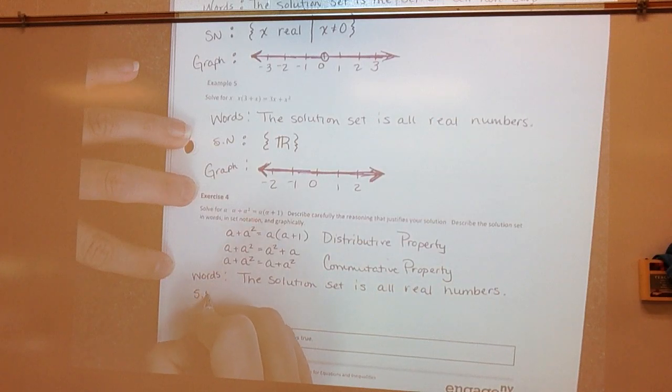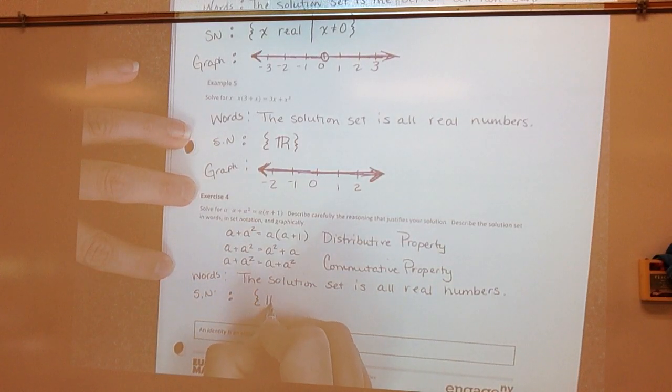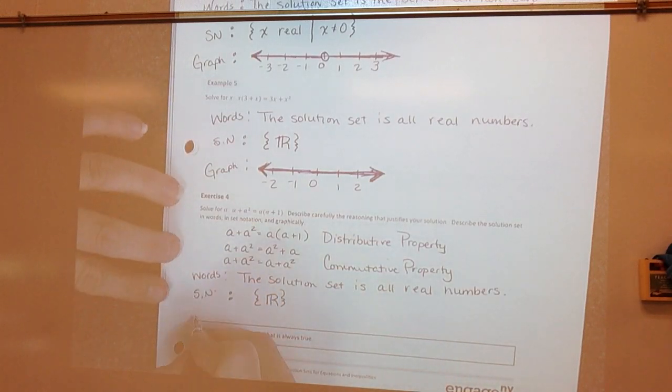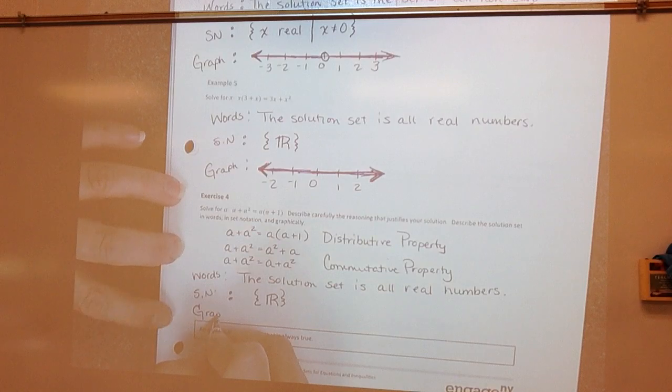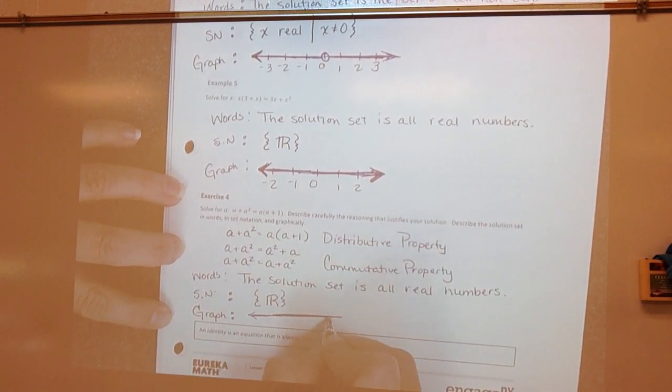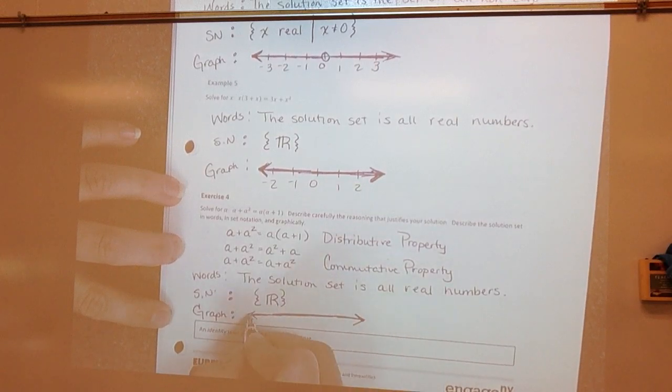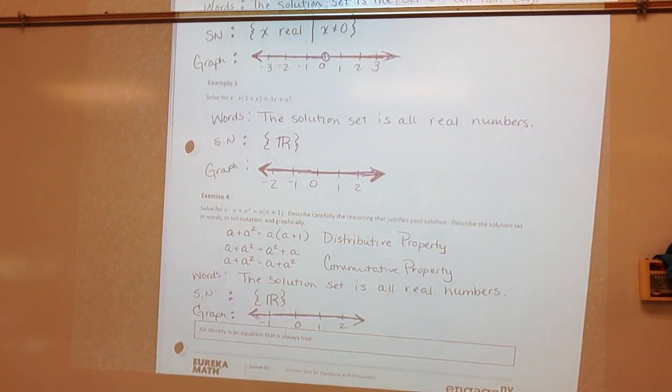So how would I write that in set notation? There's my capital R. And what would it look like graphically? I would be shading the whole entire number line. Okay? The whole entire number line.